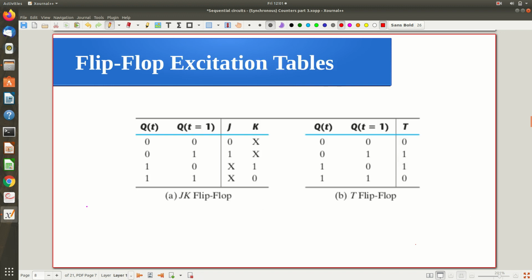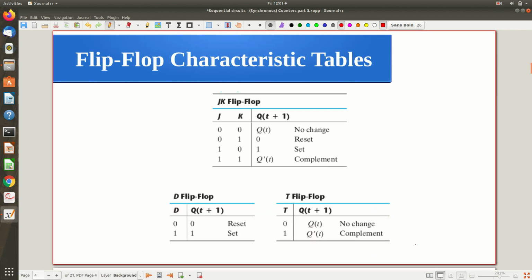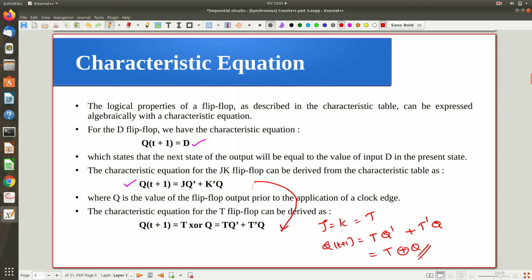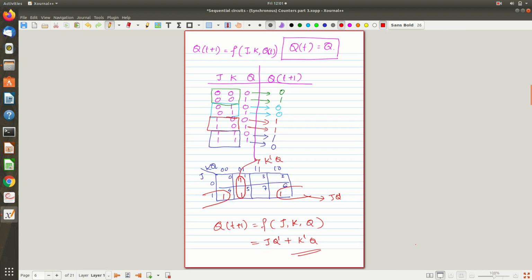Now there is another important concept called the excitation table. You know what happened in the characteristic table? What is this characteristic table? The output you express as a function of the input, right? In the characteristic equation also, what is your Q of t plus 1 as a function of the input, that is J, K and Q. I mean the last output is also an input to the circuit, right? So what is your output as a function of the input is what we call the characteristic equation, or it's something like the truth table.